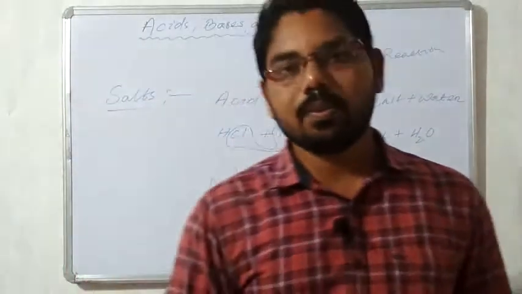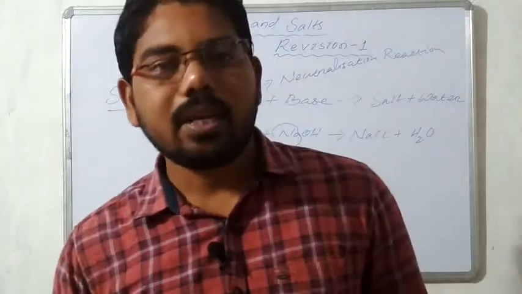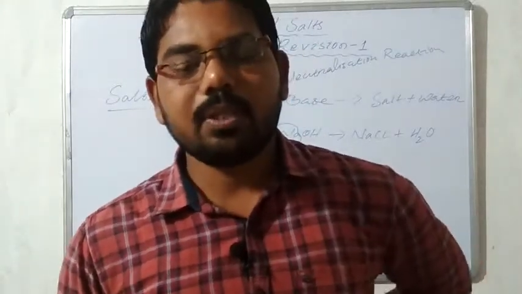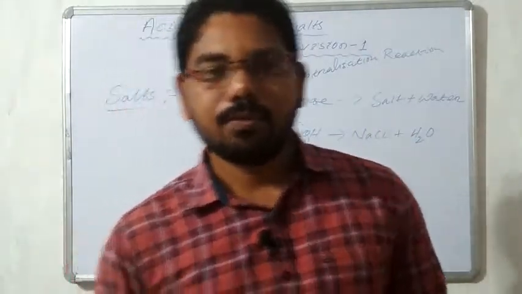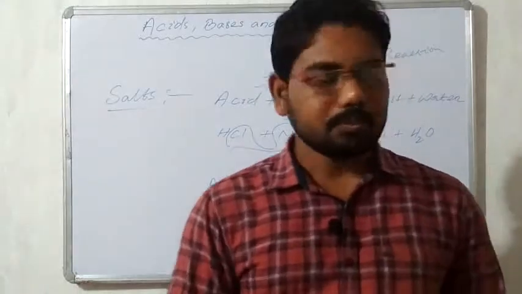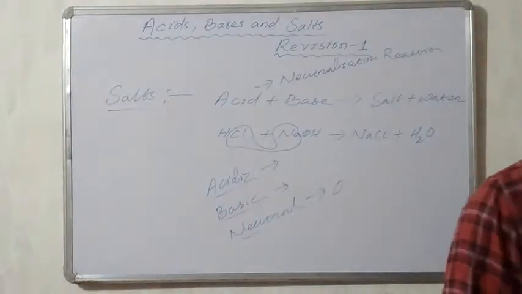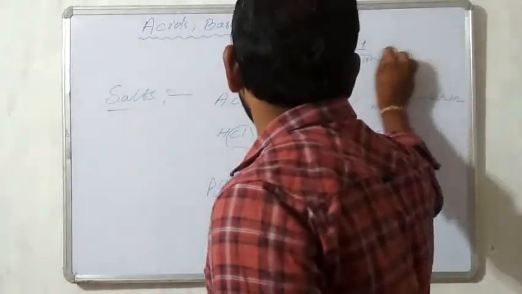Some other salts are complex salts, and some are double salts. We have already made a video about salts. Go through that video and in detail you will understand how the salts are formed. Now let us discuss some chemical properties of acids.